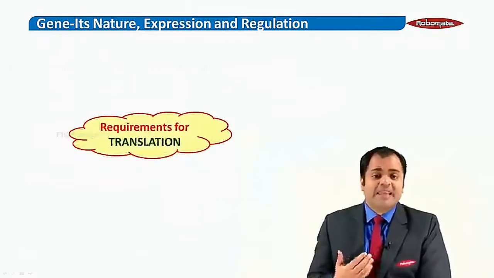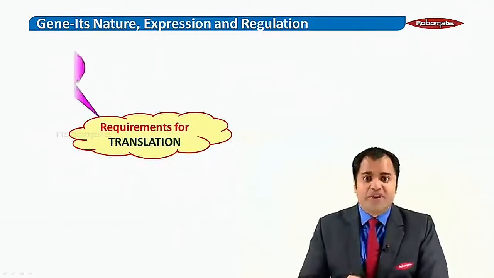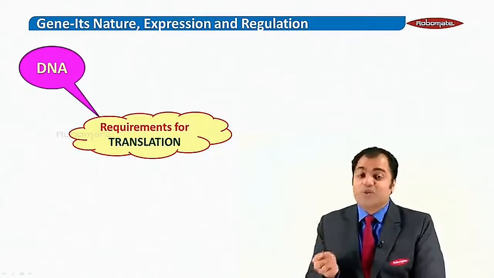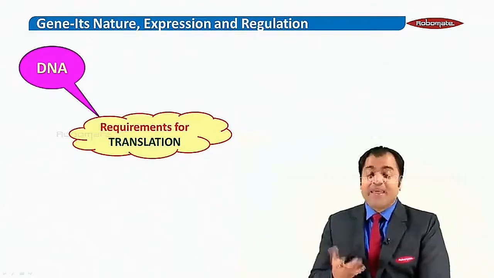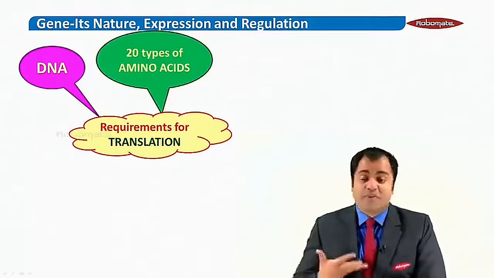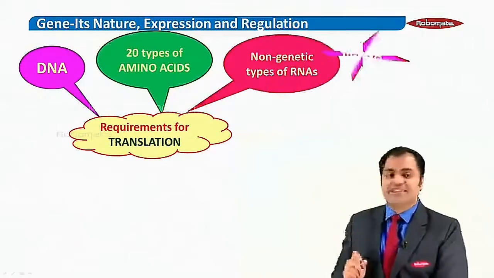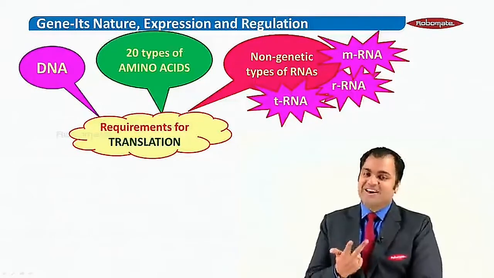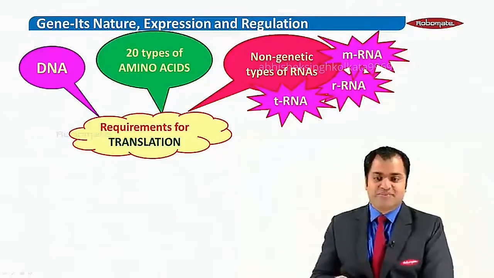Now, let us see what the requirements for translation are. Translation first requires a molecule of DNA. Do not forget, it is DNA which will give you RNA and then the RNA will give you the protein. Is that okay? Then we also require 20 types of amino acids. We don't know which amino acid will be required when. Then we require non-genetic RNAs, and all three of them, mRNA, rRNA and tRNA, each one doing their specific role in the process of translation.